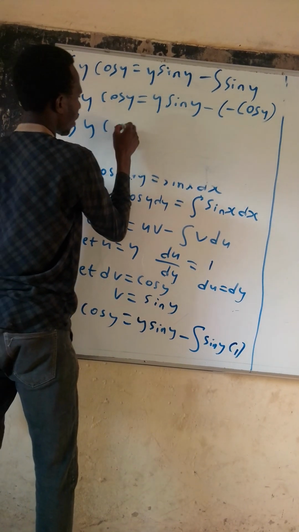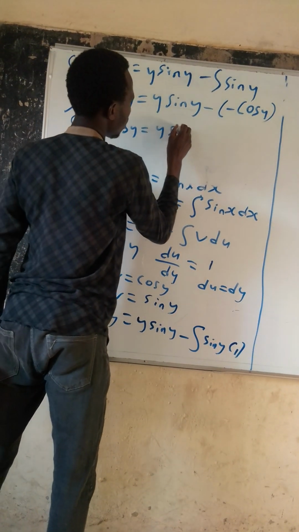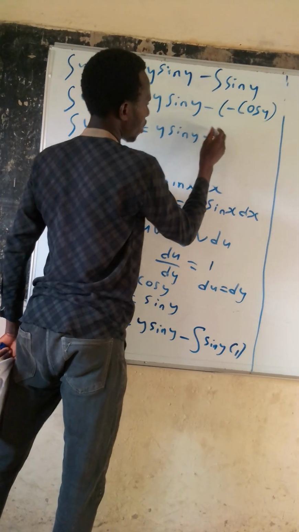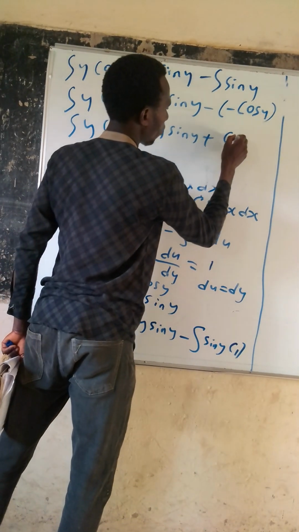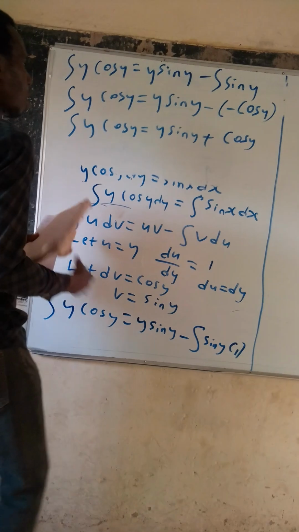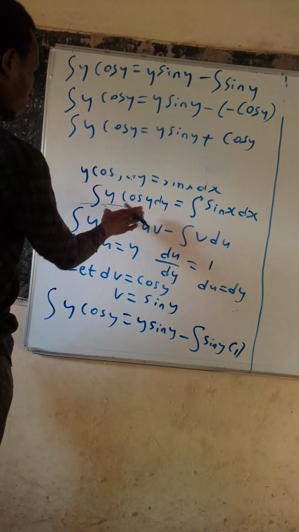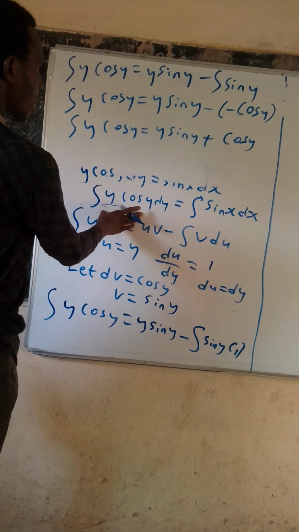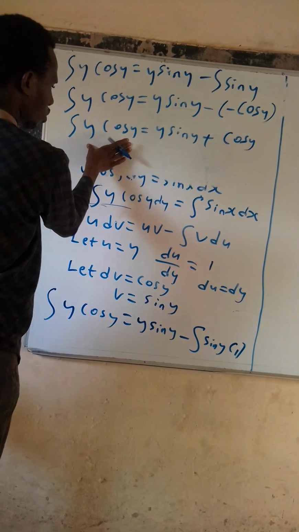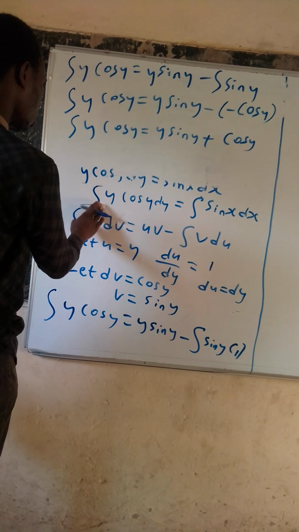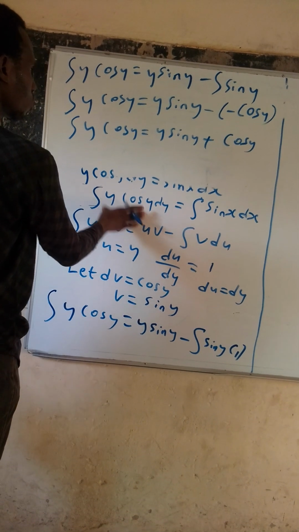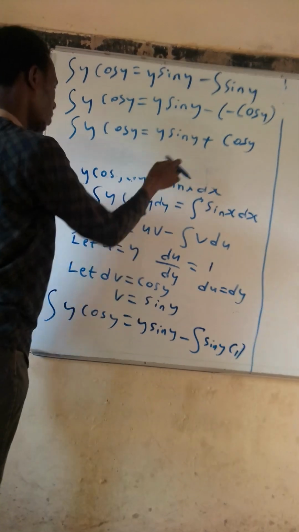So we have the integration of y cos y equals y sine y, minus times minus is what? Plus. So we have plus cos y. So having done that, we have solved this using integration by parts, and we got it as this. Instead of this, we are going to replace it with this. Are you getting it now?